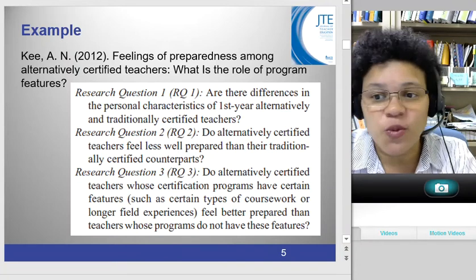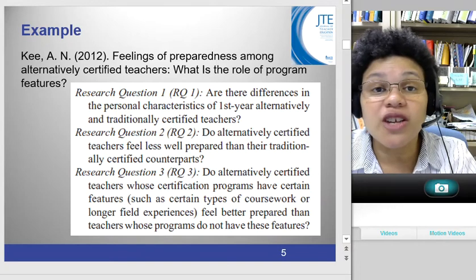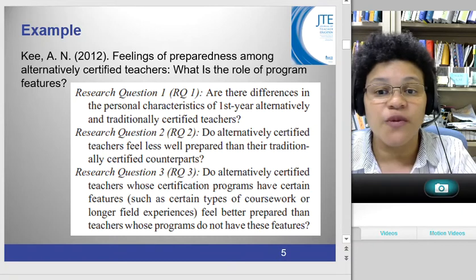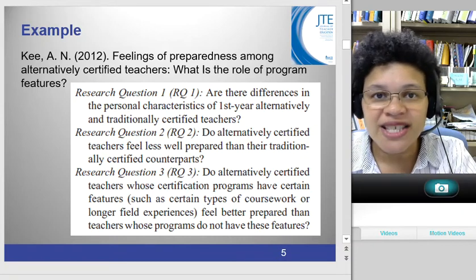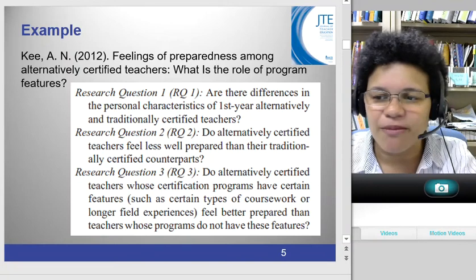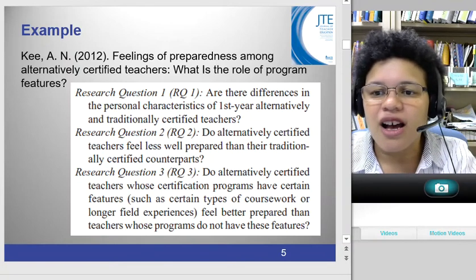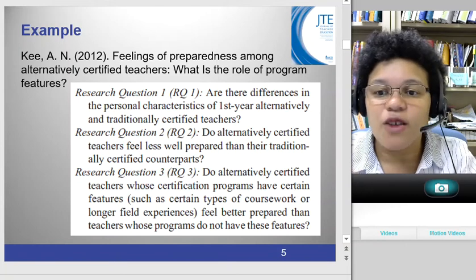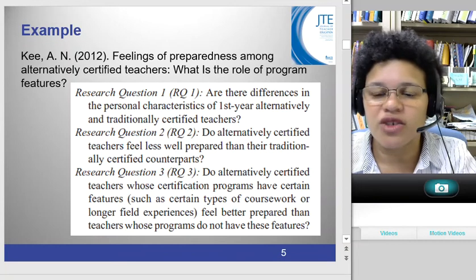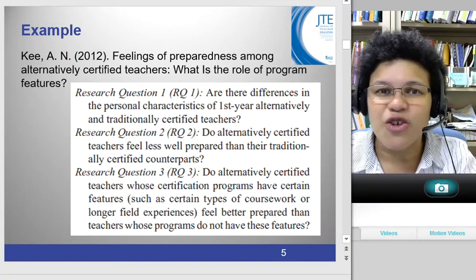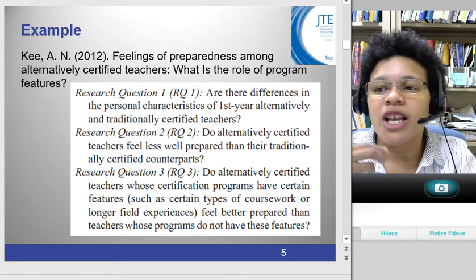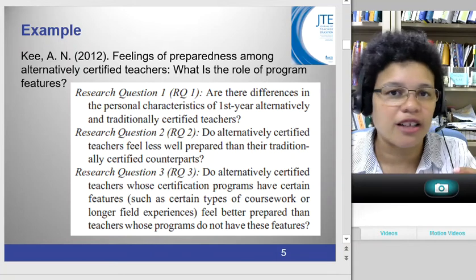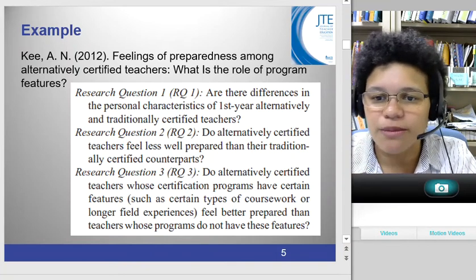Okay, so research question one: are there differences in the personal characteristics of first year alternatively and traditionally certified teachers? Okay, so we know from that personal characteristics, that's usually the background, right? The teachers' backgrounds. And we know that we're looking at first year teachers in this study and these two groups, right? Alternatively and traditionally certified teachers. And so that would basically be like comparing students who attended Augusta University to students who attended some kind of fast track Teach in Georgia type program.